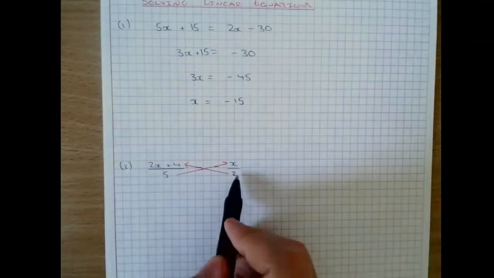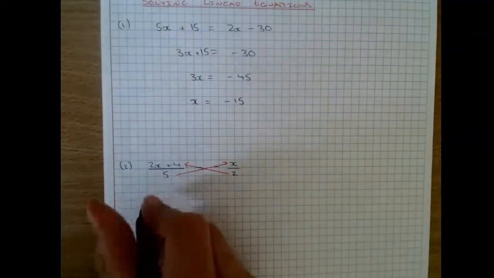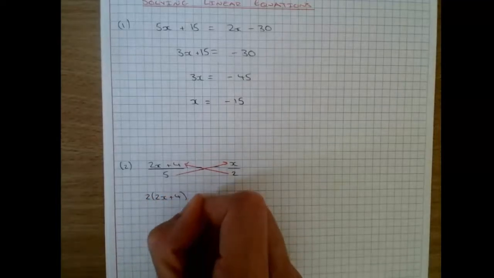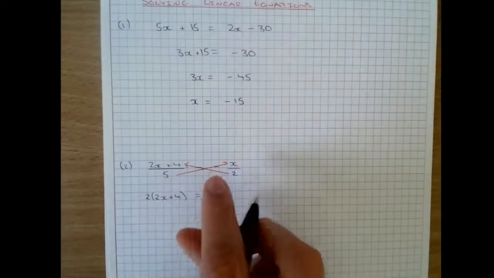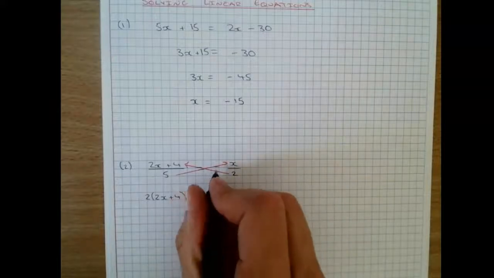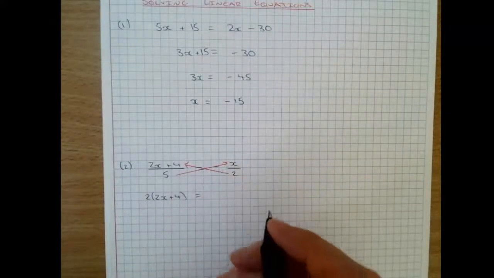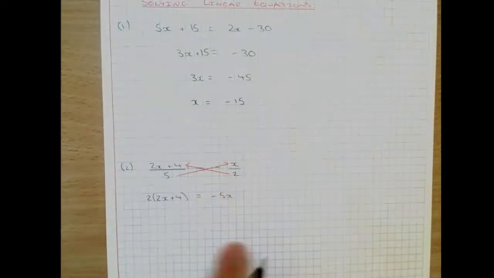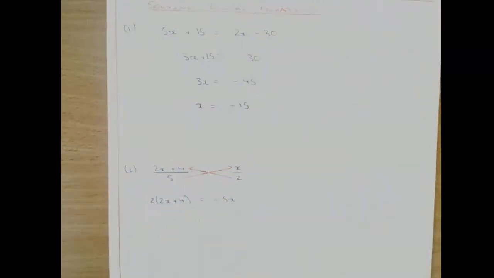And I can see that this is going to be 2 multiplied by all of that. And then the 5 is going to be multiplied by the minus x. You can't quite see my minus because I went over it when I was doing the cross multiplying. So I'd get minus 5x. We can expand this bracket.